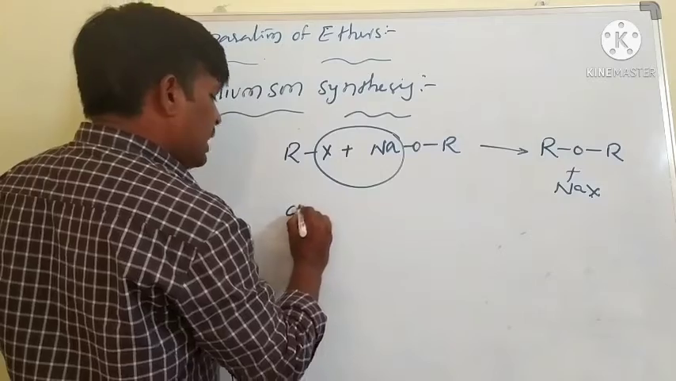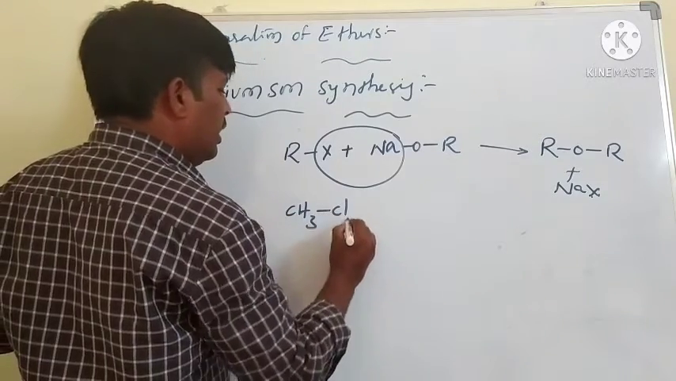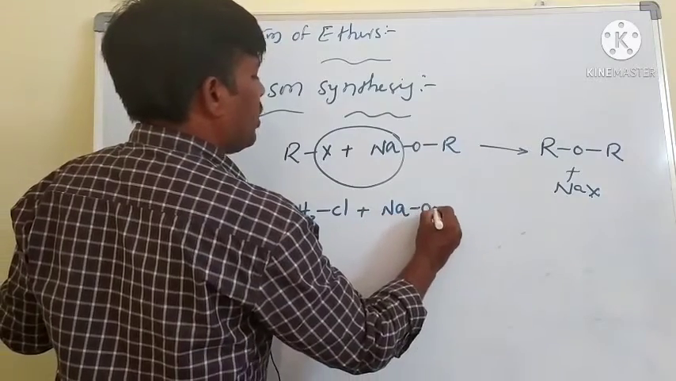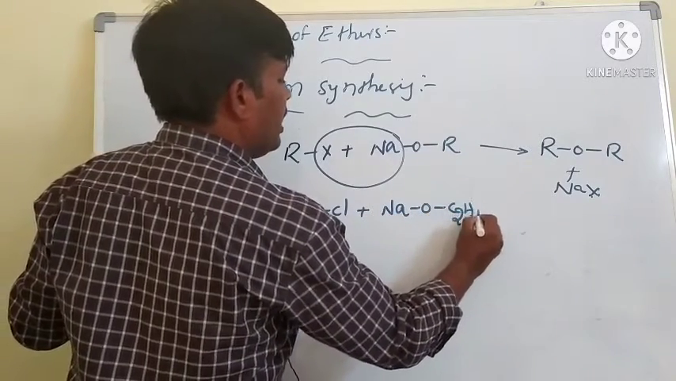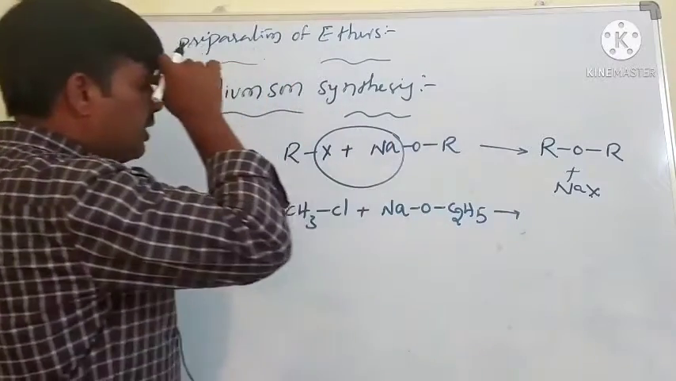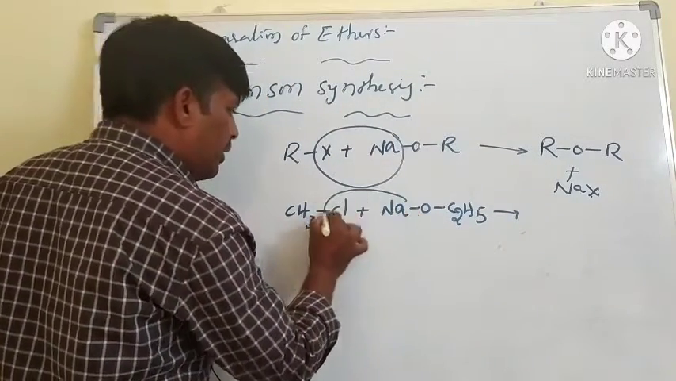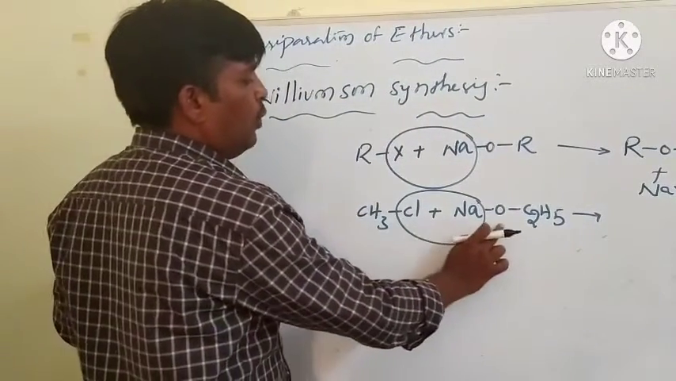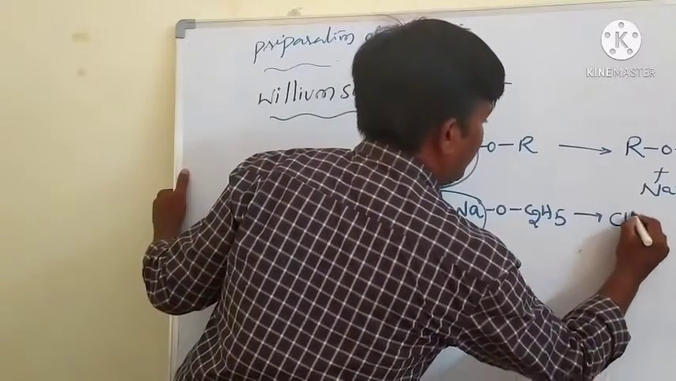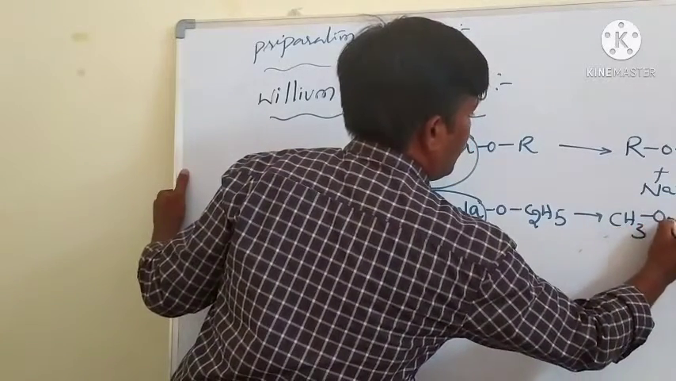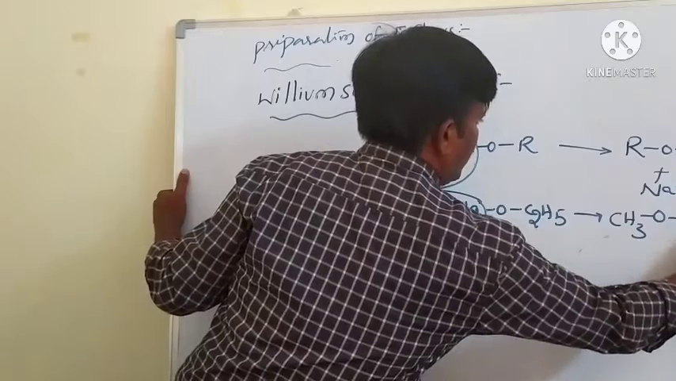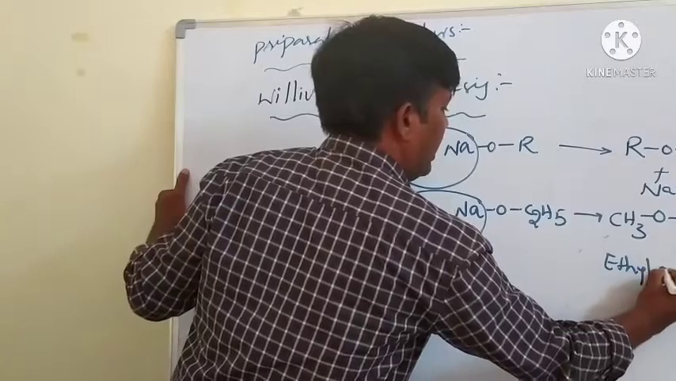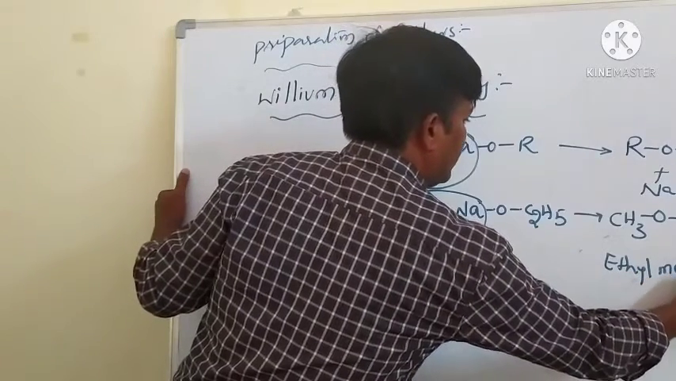Let's see one example. That is methyl chloride. Methyl chloride reacting with sodium ethoxide, a formation of ether with removal of NaCl. What is the remaining compound? CH3OC2H5. What is the name of this compound? That is ethyl methyl ether.